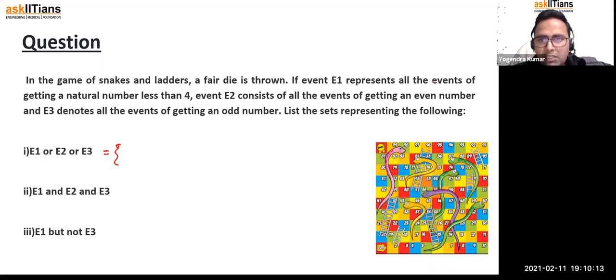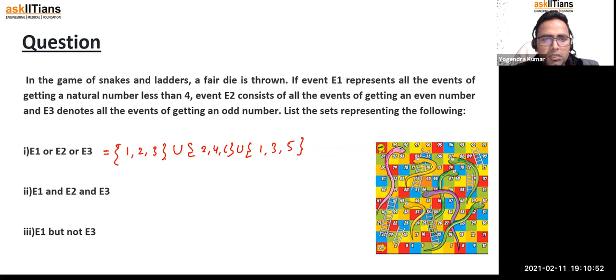Okay, so E1 represents all the events of getting natural numbers less than 4. So natural numbers less than 4 will be what? Now, or you need to understand as union. So if one of the sets, natural number less than 4, will be 1, 2, 3. Now union, event E2 consists of all the events of getting an even number. So 2, 4, 6. Union, or is what you need to consider as union, right? E3 denotes all the events of getting an odd number. So 1, 3, and 5.